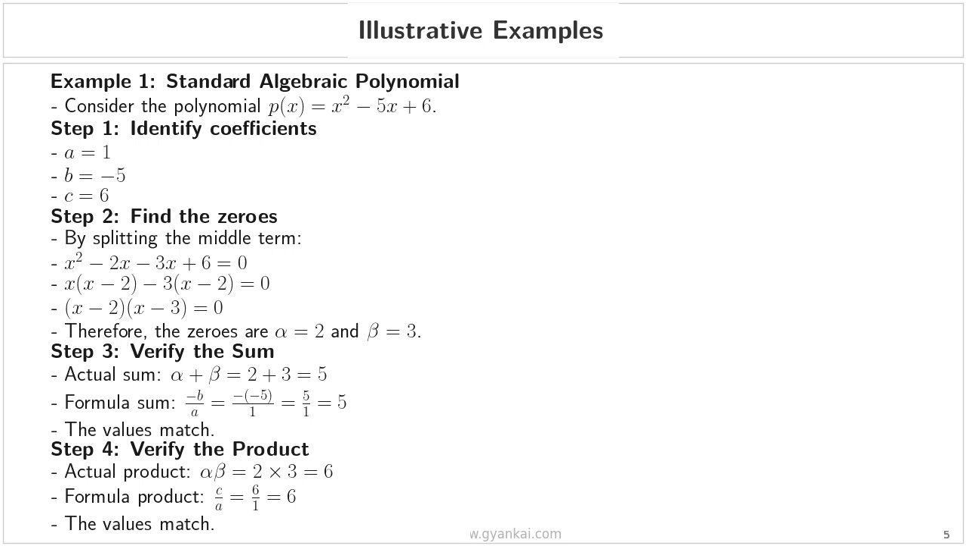Finally, in step 4, we verify the product. The actual product of our zeros, alpha times beta, is 2 times 3, which equals 6. Using our formula, c over a, we take our constant term, 6, and divide it by a, which is 1, resulting in 6. Once again, the values match perfectly, confirming that our zeros are correct, and the relationship between the coefficients and zeros is verified.